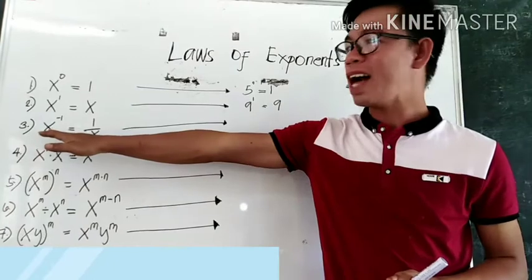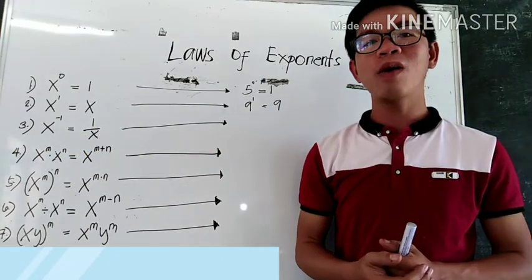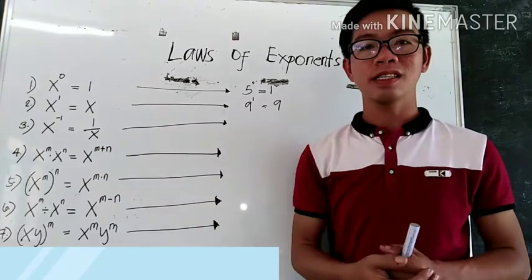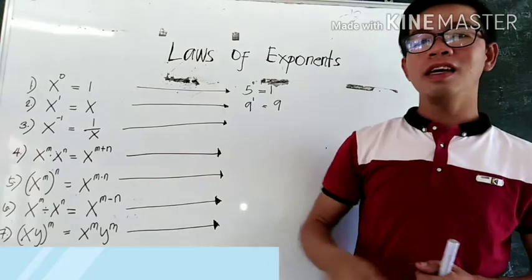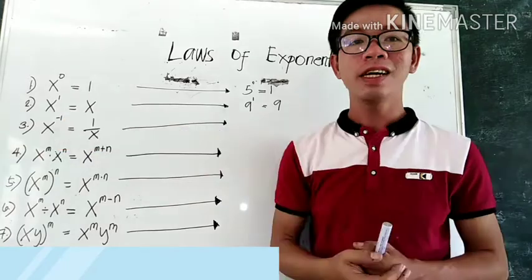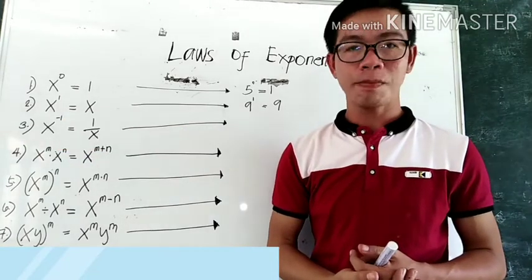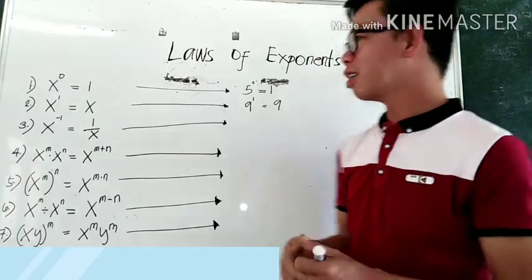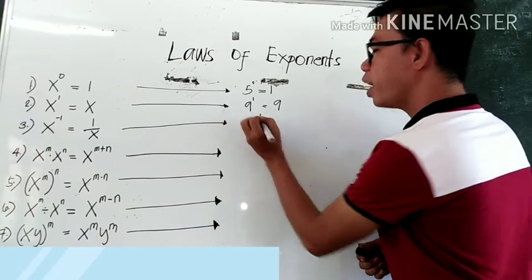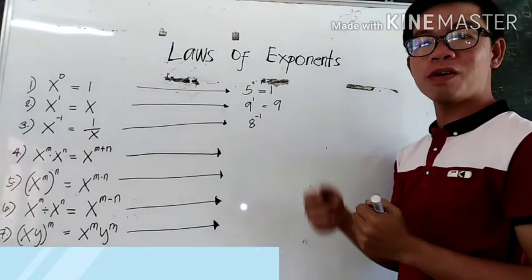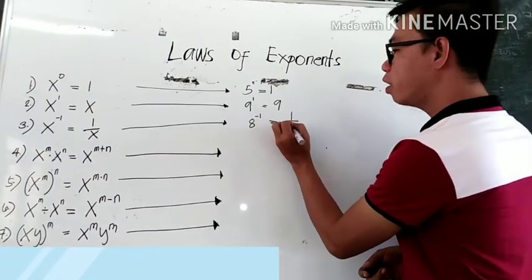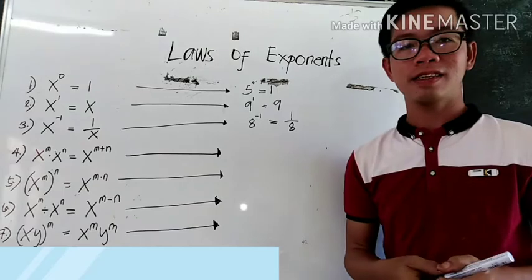Number 3, we have x raised to the power of -1 is equal to 1 over x. In order for us to make the exponent positive, simply get its reciprocal. Example, we have 8 raised to the power of -1 is equal to 1 over 8, or 1/8.